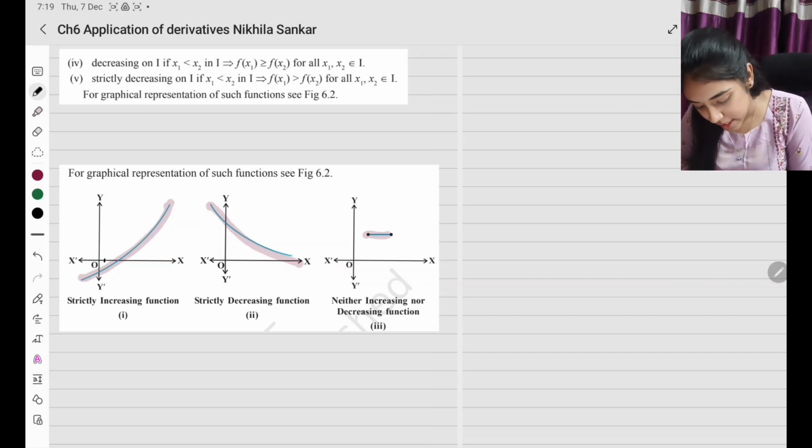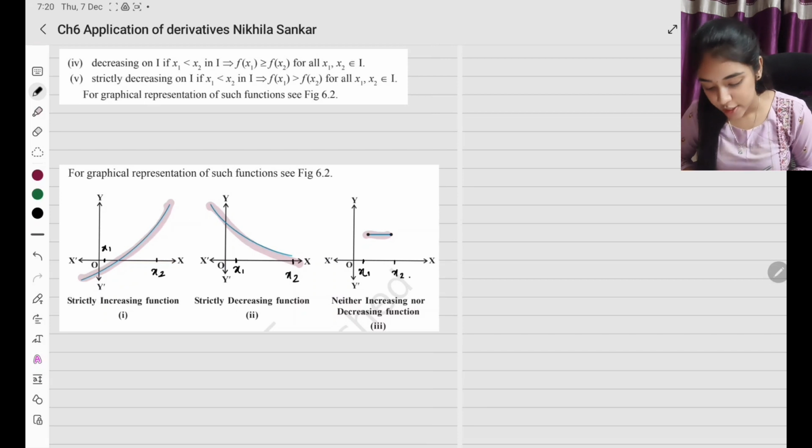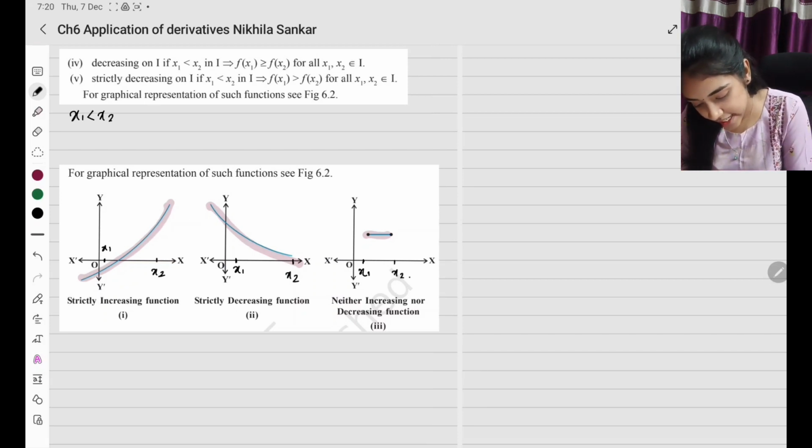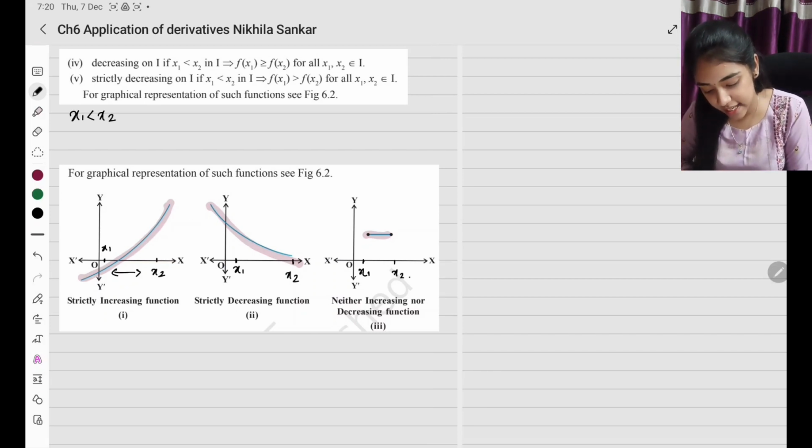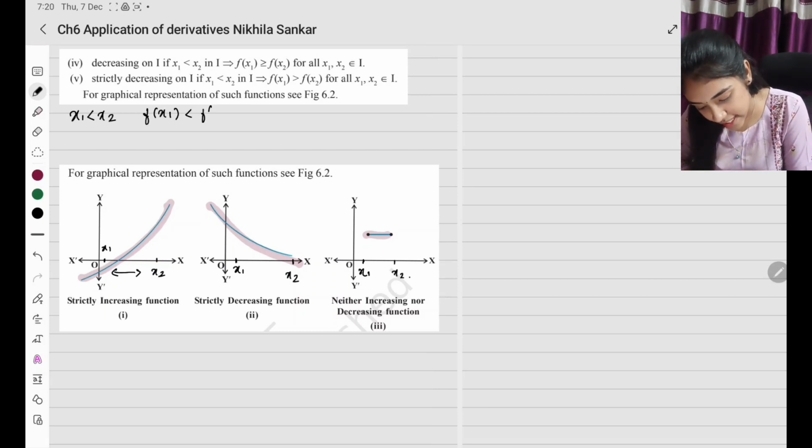So for example, here is my x1 and here is my x2. Similarly, here is my x1 and here is my x2. Here is my x1 and here is my x2. Okay, so when x1 is less than x2 all the time, correct? When you have f of x1 is less than f of x2, அதாவது இங்க இருக்கிற value is going to be f of x1 and here the value is going to be f of x2. Sorry, this is not f of x1. This is my increasing function.